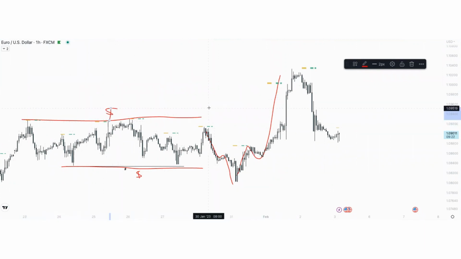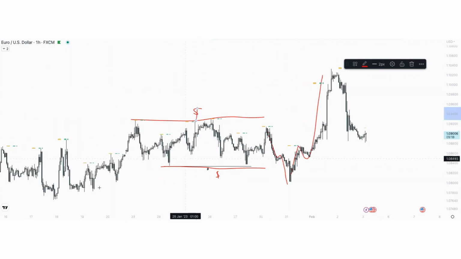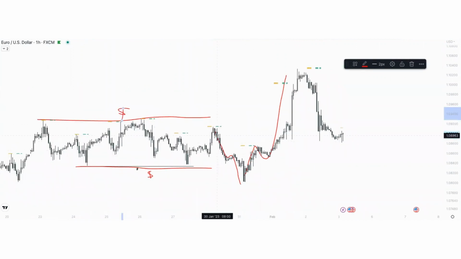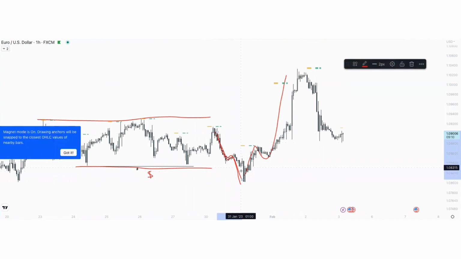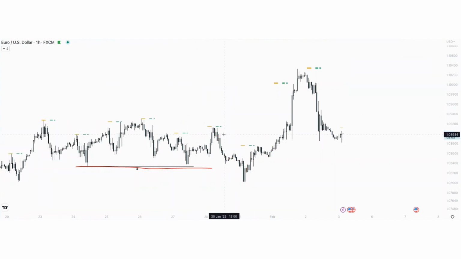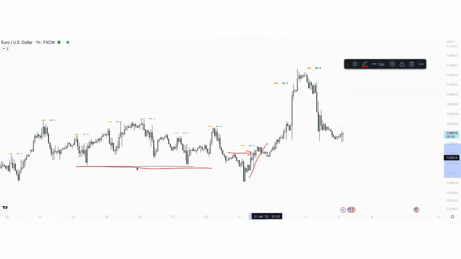So sometimes there's no direction, right? When it broke this structure right here, we thought that we can change our bias, or we can be in a sell bias here. But look, in this area there's a change of character, but not really in a momentum way.